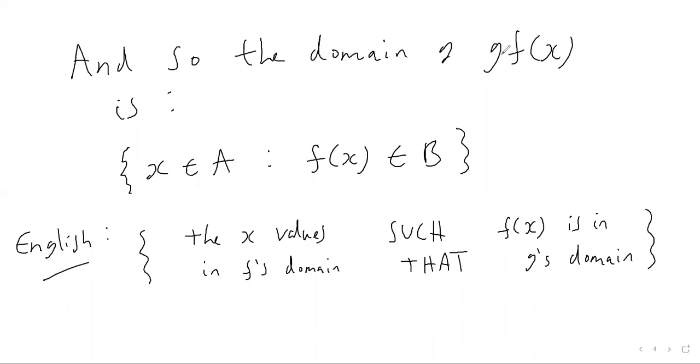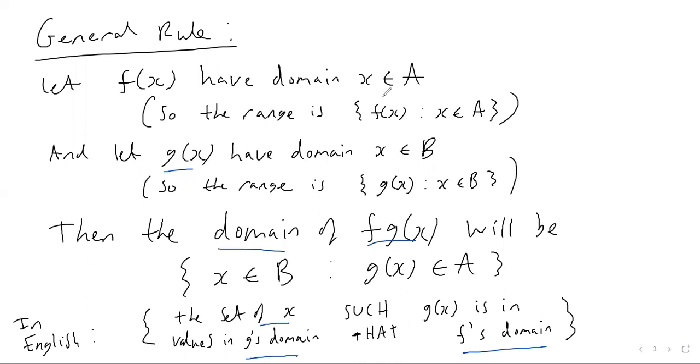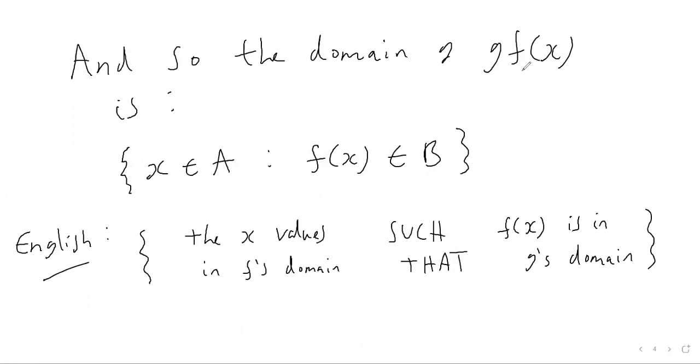If you've got the function g of f of x, so g composite f, that domain will be the set of x values in A, the set of values that exist in f's domain, such that this f of x belongs in the domain of g.